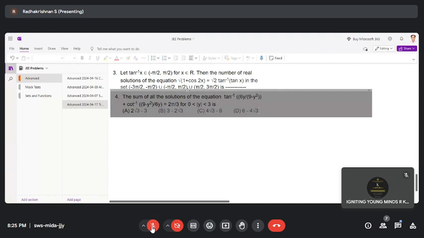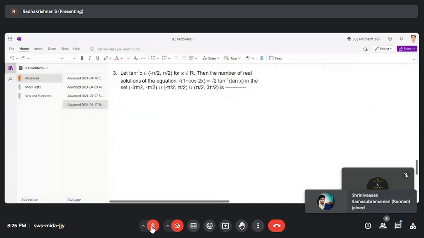This is on the inverse topic. Let tan inverse of x belongs to minus pi by 2 to pi by 2. Okay, tan inverse of x belongs to this range. This is a normal range for tan inverse x, and x belongs to R.